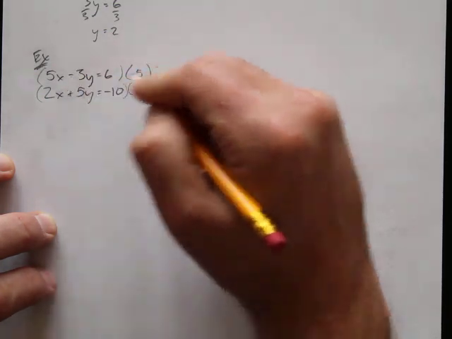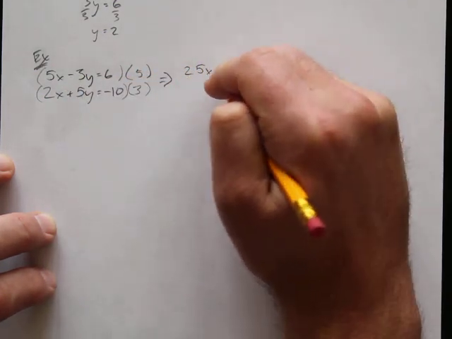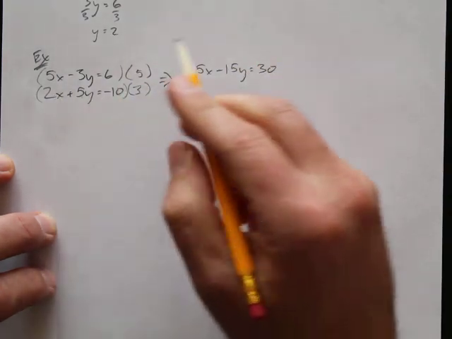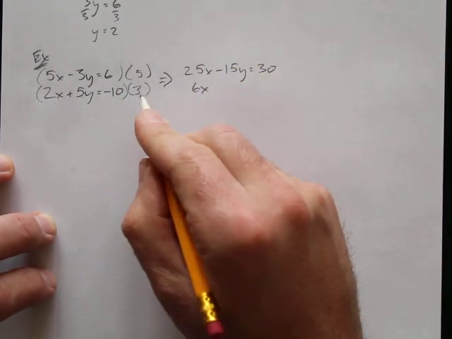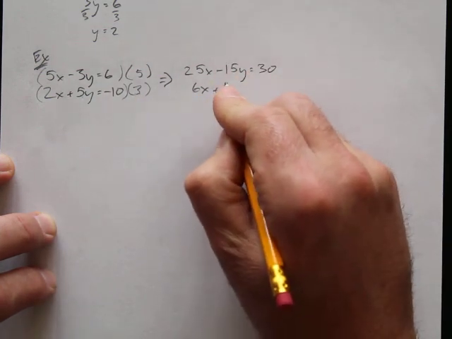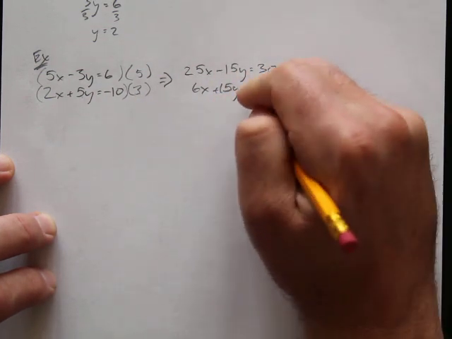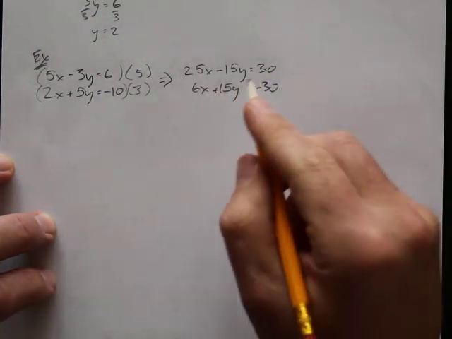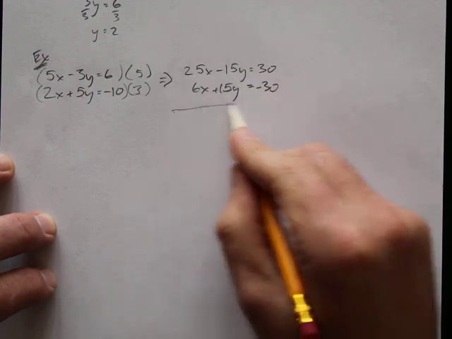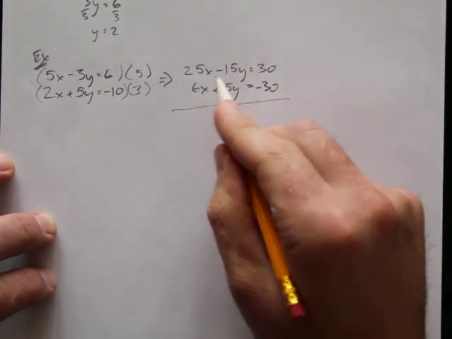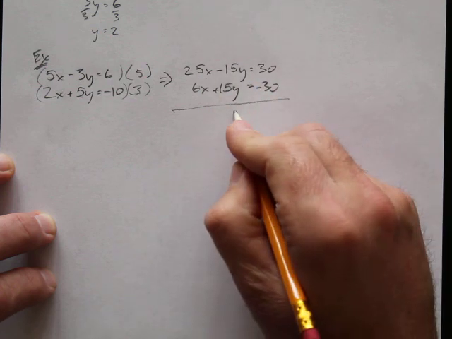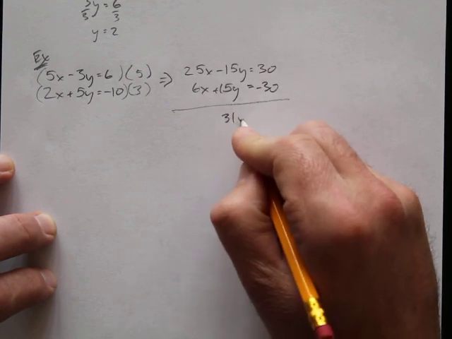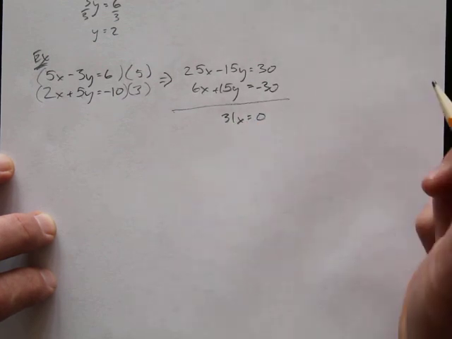So that looks like 5 times 5 is 25x minus 15y equals 30. 3 times 2 is 6x, 3 times positive 5 is positive 15y equals negative 30. Okay, so those go away, and I end up with 25 plus 6 is 31. So I've got 31x equals 0.